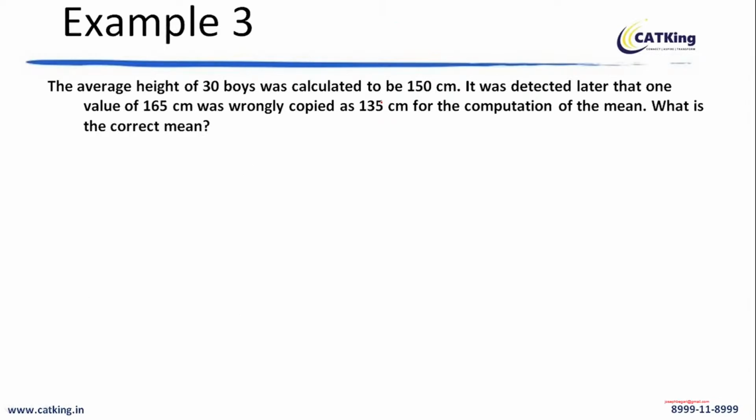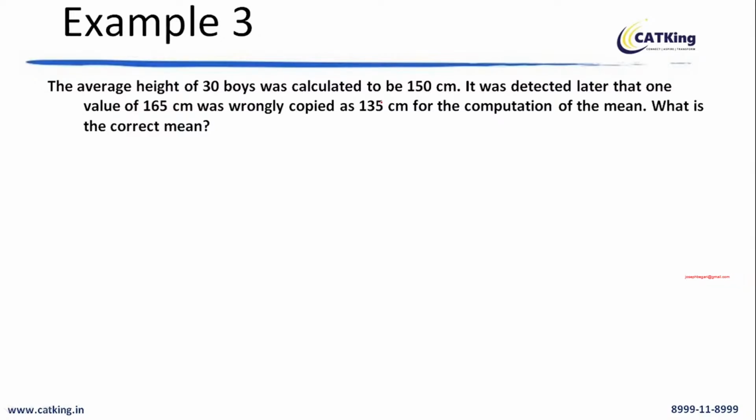Alright, so this is one of those varieties where an average is calculated and then it is said that of the total quantities, one of the quantities was misspelled or it was entered wrongly, or wrong values were entered of that quantity. And then we have to find out the average of the correct quantity. So let's solve that variety.